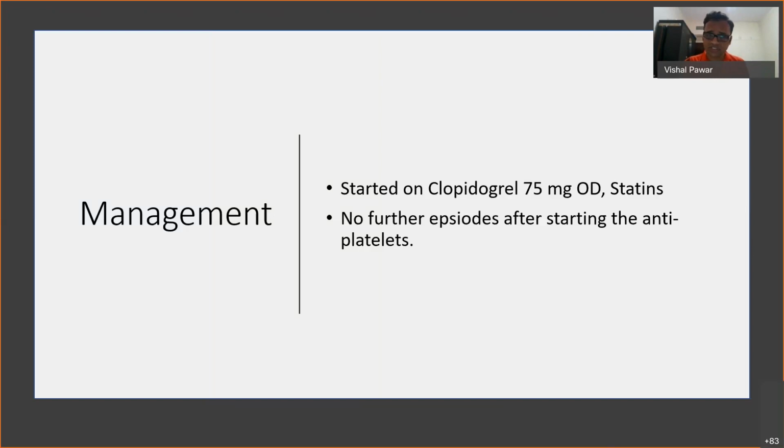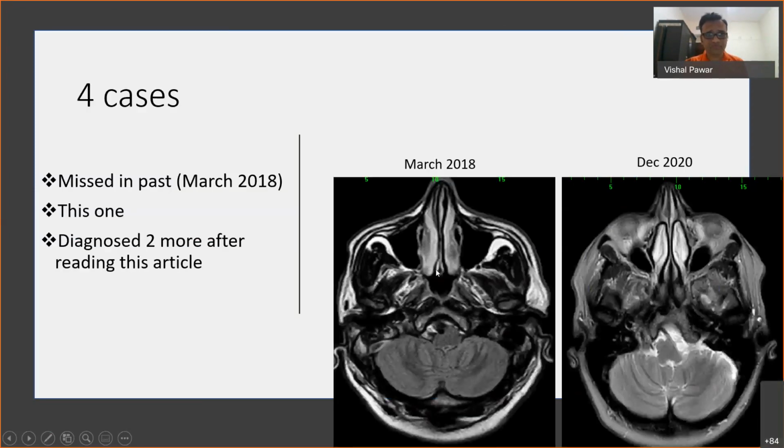And the treatment for this condition is like the other transient ischemic attacks. Most of the time it is conservative treatment, but if it is a large dolichoectasia, it needs decompression. I started the patient on clopidogrel, and the patient had a very good recovery of his symptoms. There were no further episodes after starting the antiplatelets and statins.